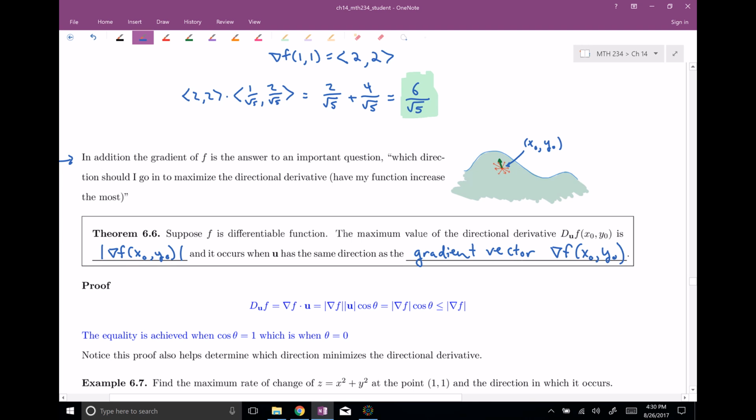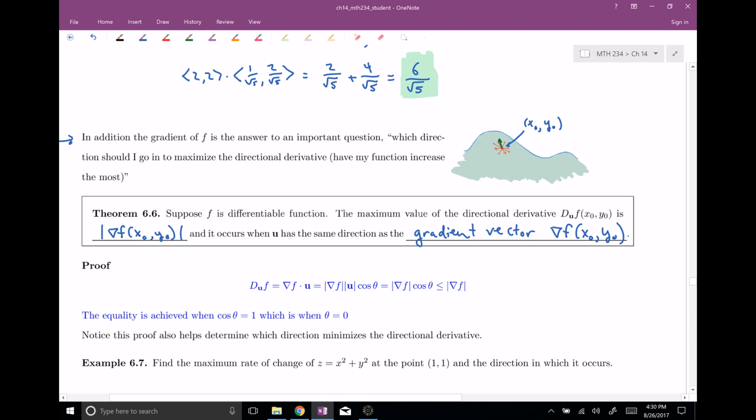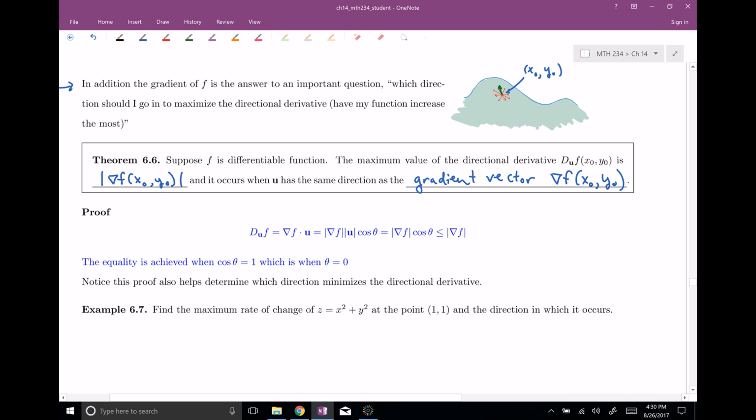And this is a theorem, right? So with theorems, there are proofs. This one's actually relatively short, so I'm going to give it to you here. All right, so I would like to show, first of all, that the directional derivative is maximized by the magnitude of the gradient. Remember, the directional derivative is given by a dot product between the gradient and this directional vector u. We're interested in what that maximum is.